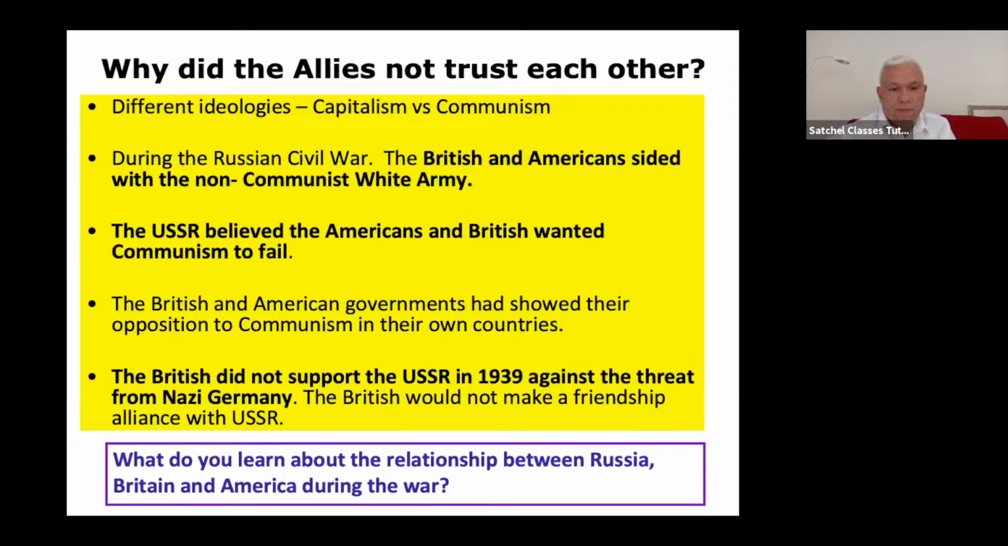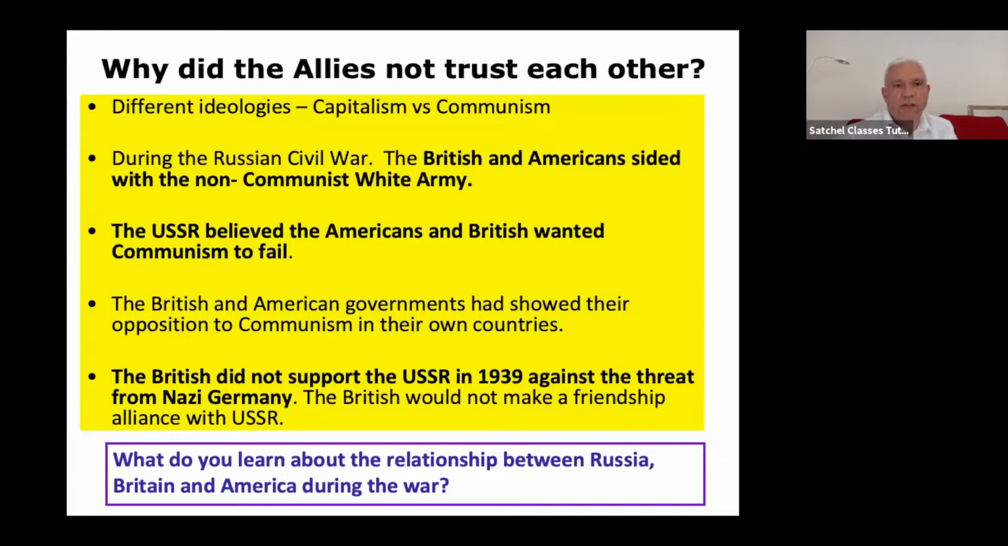And also, one thing that you've got to bear in mind is that, especially America, they didn't like the idea of communism. We'll come to what communism is in a moment. And the British didn't support the USSR against the threat from Nazi Germany.